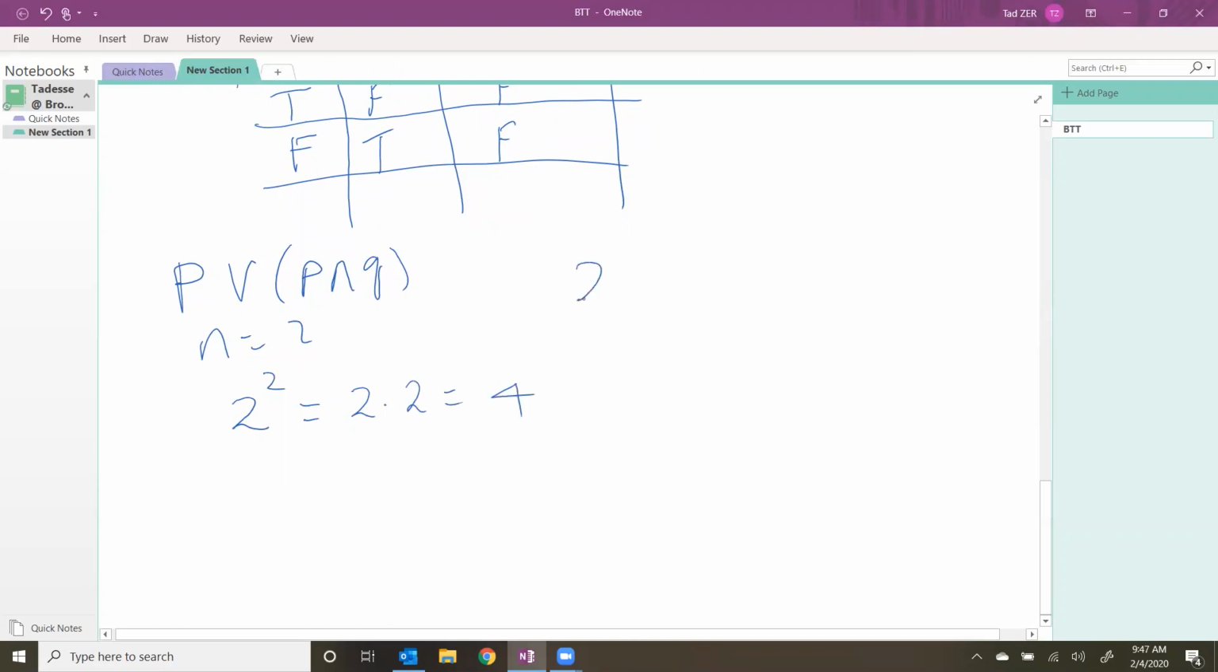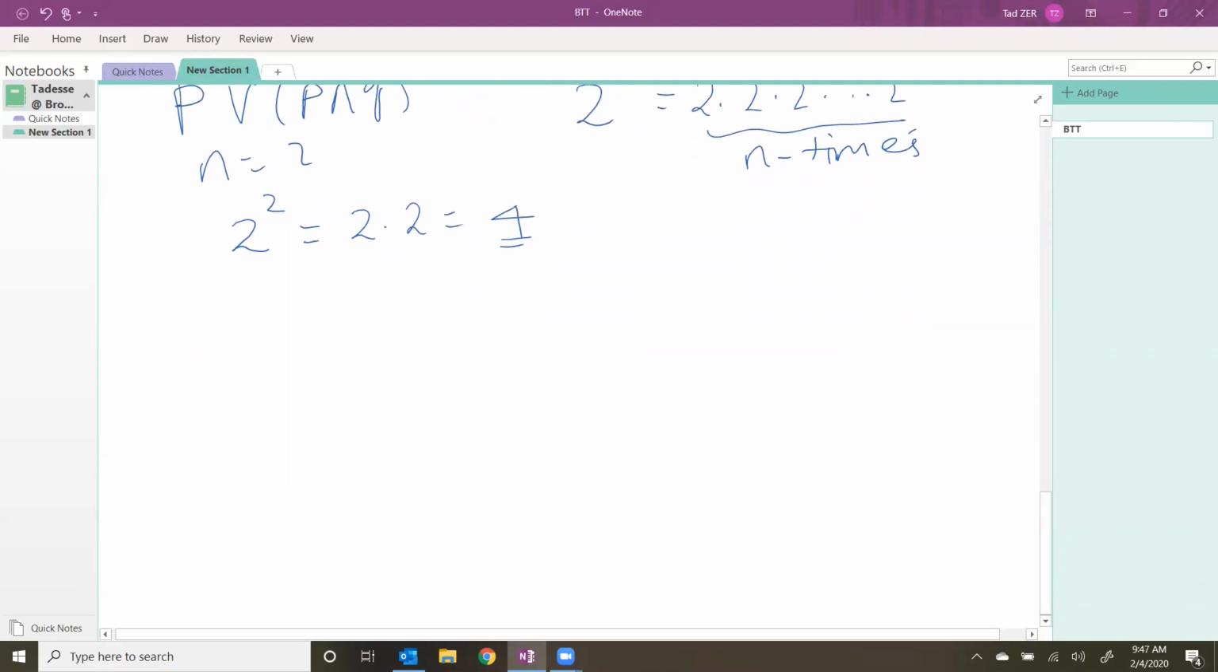By the way, probably I have to explain to you that 2 to the power of n means 2 times 2 times 2 times 2. How many 2's? n times. That's what it means. So you multiply 2 n times. So in this case, I should expect 4 rows. So I would say P, I will have Q, right?